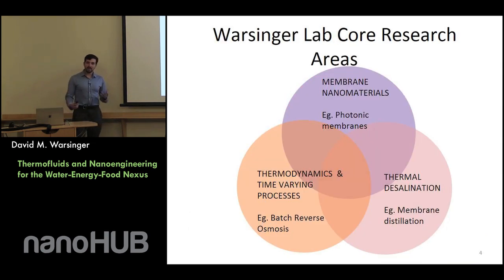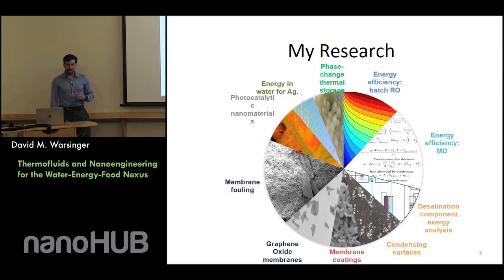So in my lab, we have three main focus areas with heavy overlap. We have membrane nanomaterials, thermal desalination or other thermal transport processes, and thermodynamics for time-varying processes. I'm going to give an example of each one of these to illustrate how these tie together. And more globally, you can see there's a mix of many different things, from energy efficiency to membrane fabrication, process design, energy storage, etc.